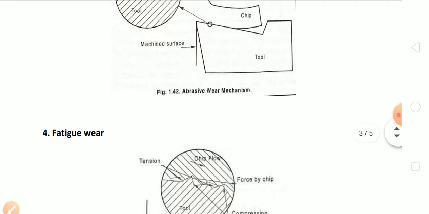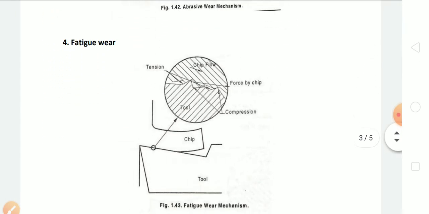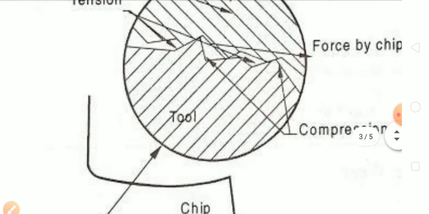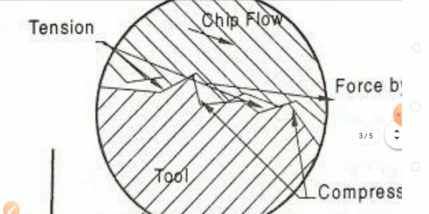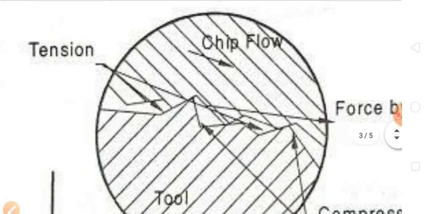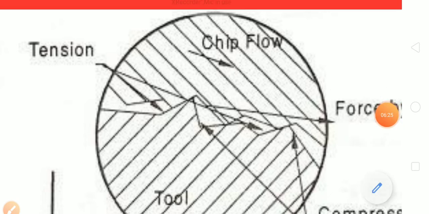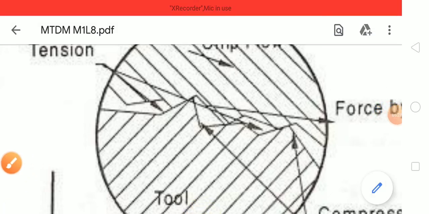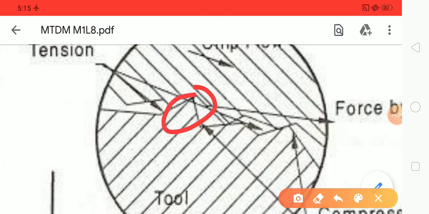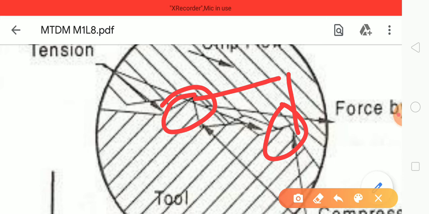The next one is fatigue wear. See, in fatigue wear, you can see some edges formed here due to the compressive force between tool and workpiece. We are giving a compressive force in the tool so that we can machine the workpiece. But here you can see there are some edges formed. See, these are the edges. While these edges are formed, high stress will occur at these points, and this is called stress concentration.